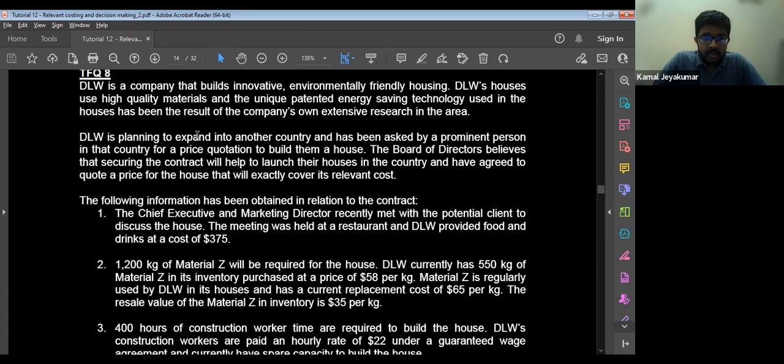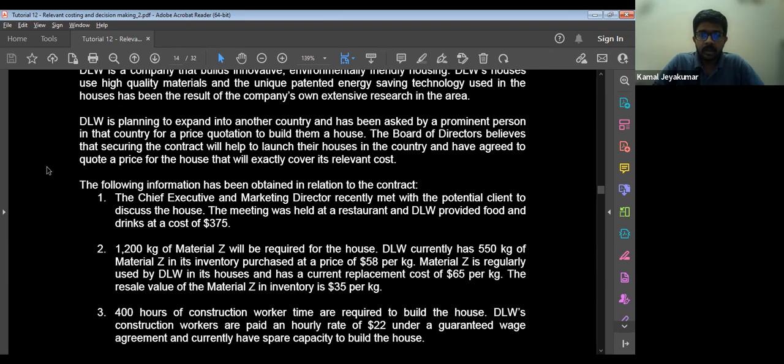So now price quotation. The board of directors believes that securing the contract will help to launch their houses in the country and have agreed to quote a price for the house that will exactly cover its relevant cost. Now these guys are saying, since if we do this one project, then we will get more projects in that country, we will do it as cheap as we can. And the cheapest price that you can quote is what, guys? The relevant cost of undertaking the project. So the board of directors have agreed, all right, let's quote a price that is exactly equal to the relevant cost of building the house.